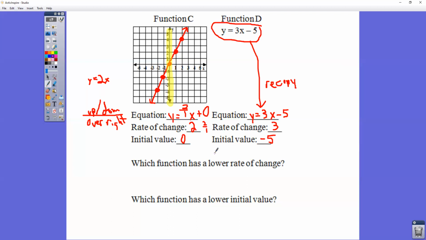When we go to answer the questions, which function has a lower rate of change? So we're comparing a 2 and a 3. 2 is lower than 3. So this is going to be function C. Which function has a lower initial value? We're comparing a 0 and a negative 5. Negative 5 is lower than 0. Any negative number is lower than 0. So this is going to be D. You will have 6 of these type of questions on your homework today.